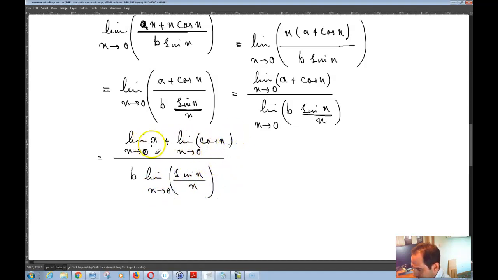Now you know that the limit of a constant function when x tends to any number is equal to the value of the constant. So that's basically a. The value of cos x when x tends to 0 is equal to 1. The limit of sine x by x when x tends to 0 is equal to 1. So here you have b. So the answer is simply a plus 1 divided by b.